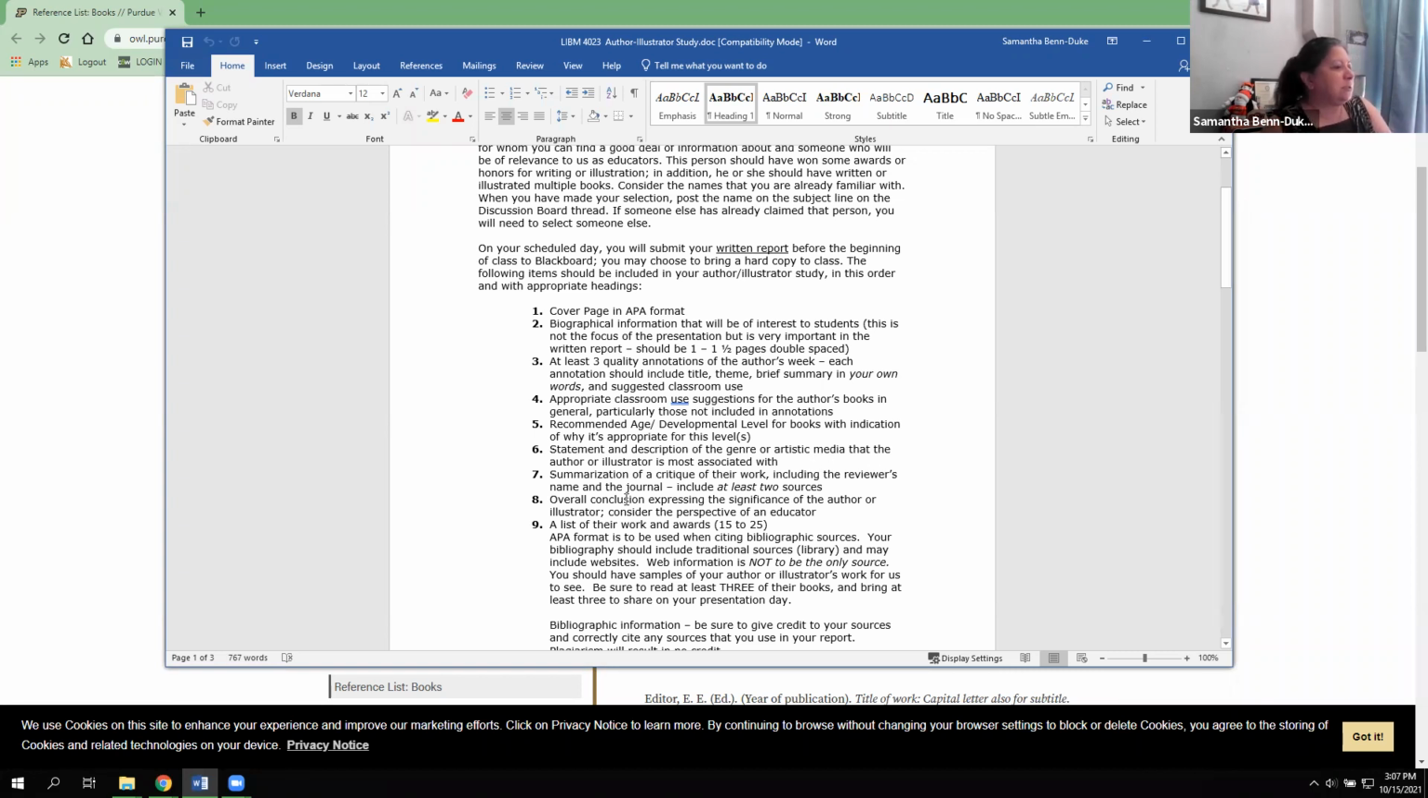So for the critiques of their work, you are going to find ways that reviewers, whether professional, or they could be parents, they could be from libraries, you're going to include summaries of at least 2 critiques of their work. They don't have to be positive. In fact, if you do 1 positive and 1 negative, that provides a really good balance. I'm not saying you have to do that, but something that you could think of.